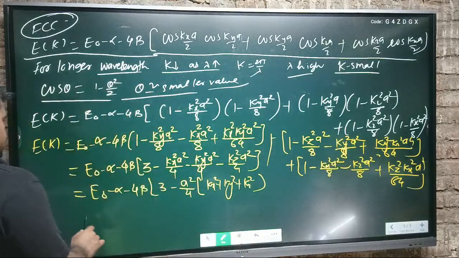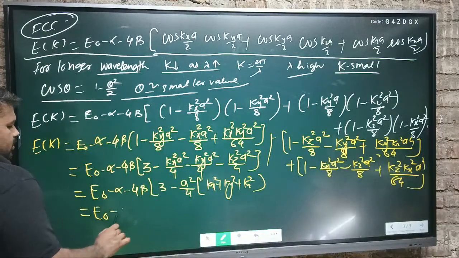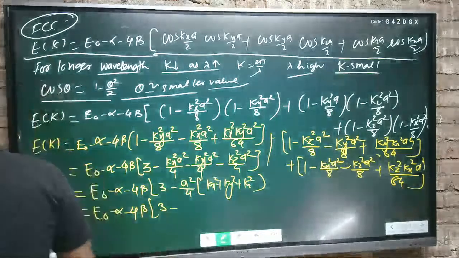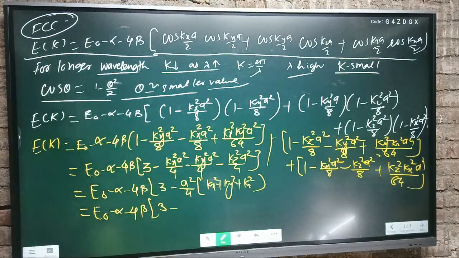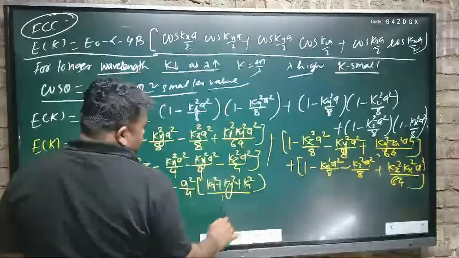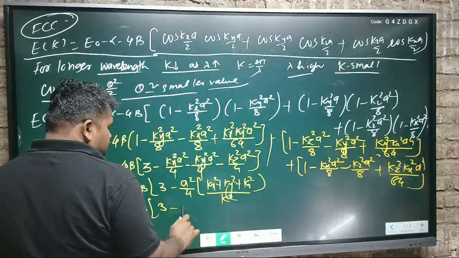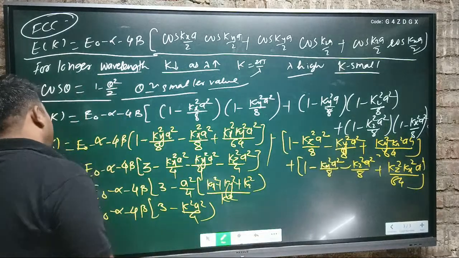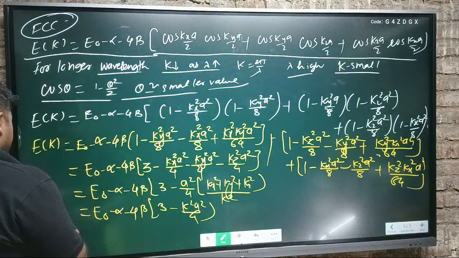Okay, this is equal to E naught minus alpha minus 4 beta, 3 minus k square a square by 4. A square divided by 4 times k square. This is nothing but k square a square upon 4. This is the value of E of k.